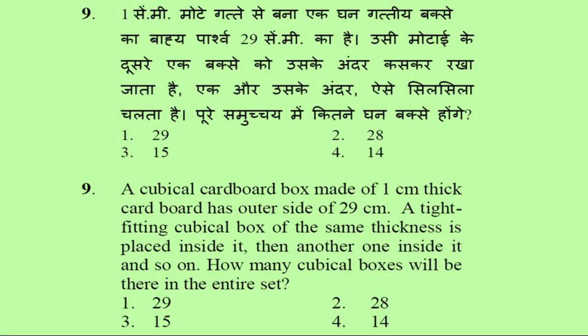Problem number 9. A cubical cardboard box made of 1 cm thick cardboard has an outer side of 29 cm. A tight-fitting cubical box of the same thickness is placed inside it, then another one inside it, and so on. How many cubical boxes will be there in the entire set? Option 1: 29, option 2: 28, option 3: 15, option 4: 14.